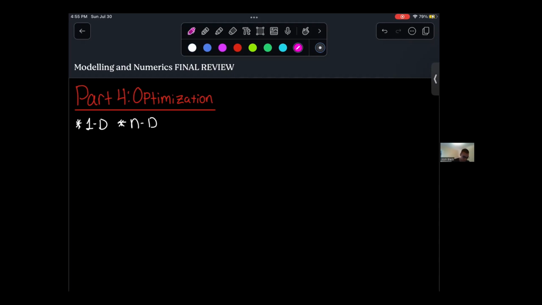Now, both of these were under the umbrella of using unconstrained optimization or constrained optimization.